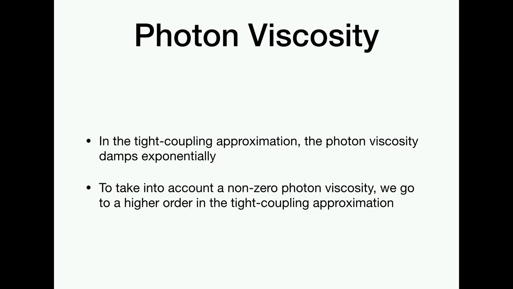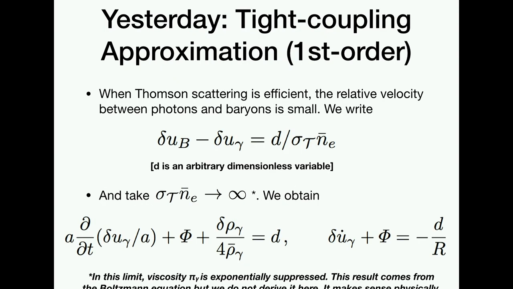So, in a tight coupling approximation when photons and baryons move at the same speed, the photon viscosity damps exponentially, so we're going to take it into account by going to higher order in the tight coupling approximation. There's no magic here. We solve the same equation, but we just go to higher order in the tight coupling. Namely, now photons and baryon fluids do not move at the same speed. There'll be a small difference between them, and let's see how that works.